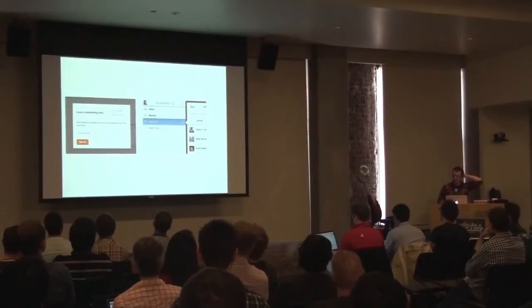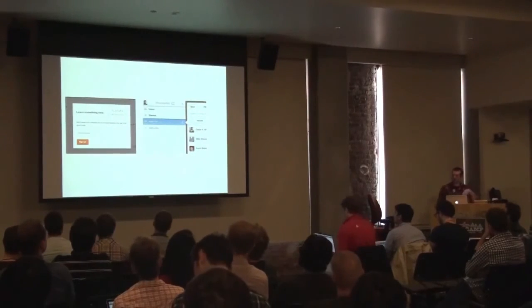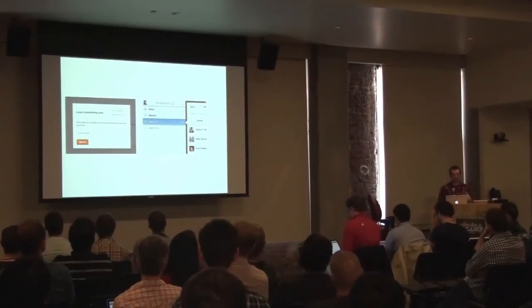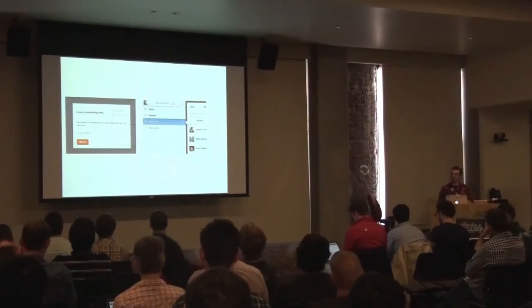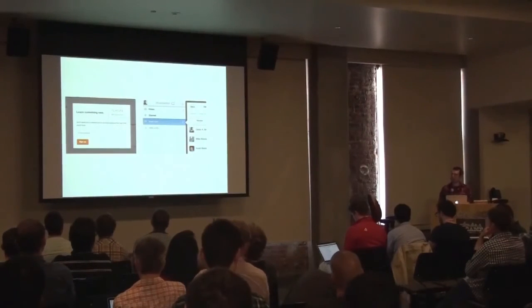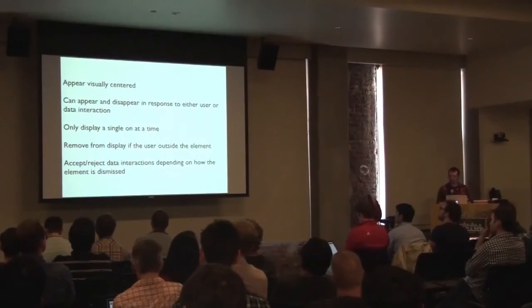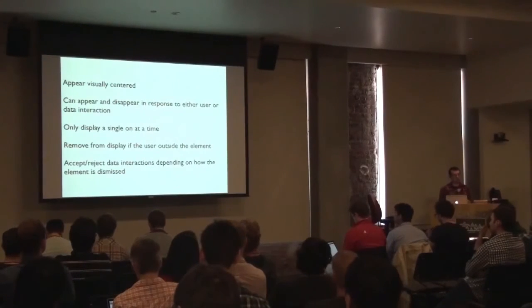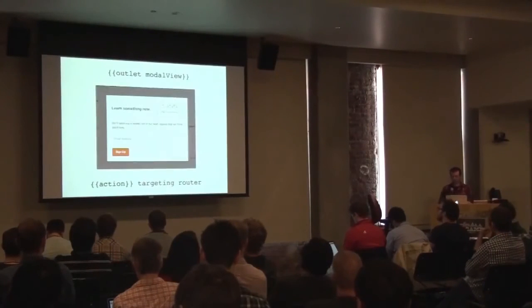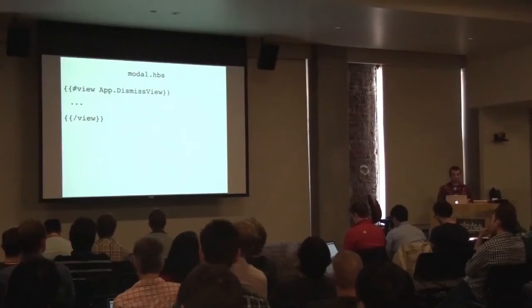Not many people think of modals and popovers as being the same UI, but they're basically identical. The only difference is modals are not proximal to the user interaction. They're usually full screen. And typically, they can also get triggered as a result of asynchronous data loading, not just user interaction. So if we were to think of the requirements for this, it appears visually centered, can appear and disappear in response to user or data interaction. There's only one at a time. If you remove it from display, if the user is interacting outside of it, and then you have to do some of the accepting and rejecting of data like before. So a pretty similar solution, an outlet, probably an action, and we can reuse our dismiss view.